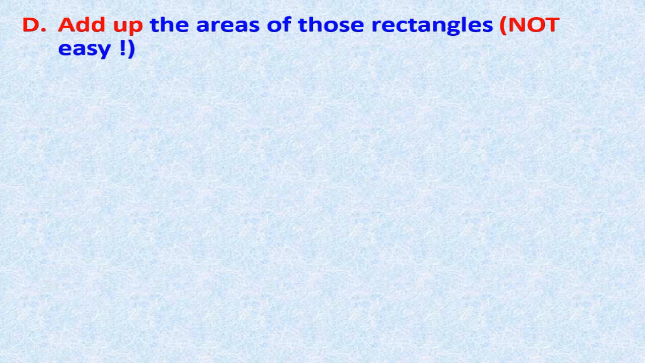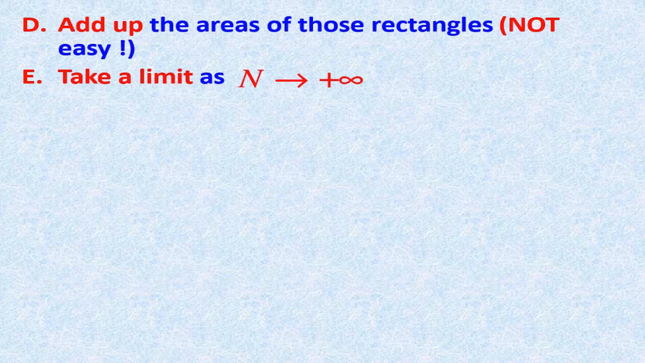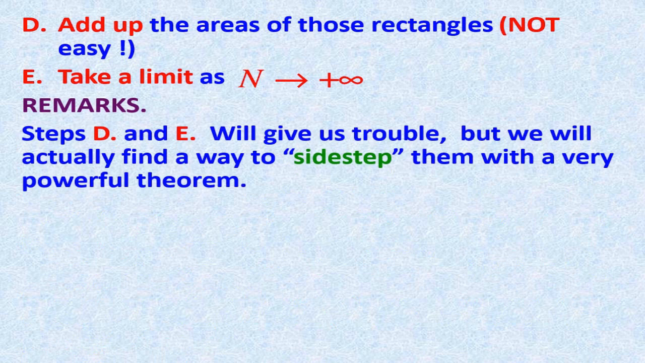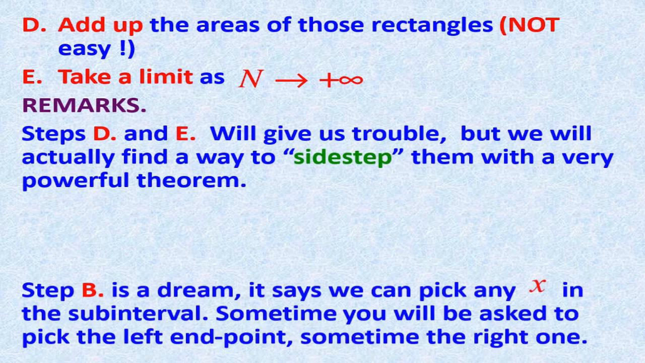Then, letter D, add up the areas of these rectangles. This is not easy. And E, take a limit as n goes to positive infinity. Why? As the number of rectangles goes to positive infinity, it becomes a curve. We have remarks: steps D and E will give us trouble, but we'll actually find a way to sidestep them with a very powerful theorem.